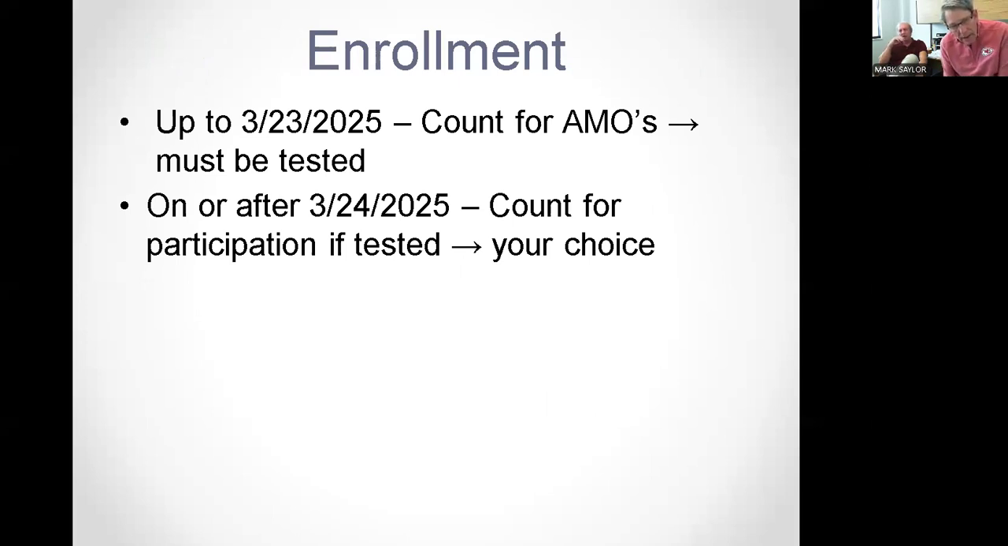If a student is enrolled up to March 23rd, 2025, they count for the state assessments for the AMOs, or annual measurable objectives. If they enroll after that date, they'll count for participation if you test them. If you don't test them, there's no penalty.